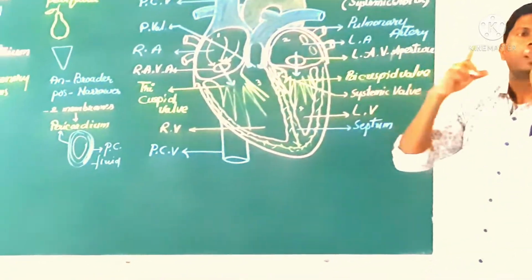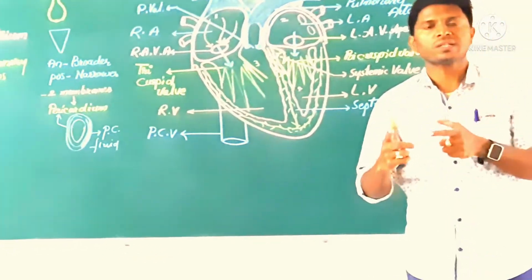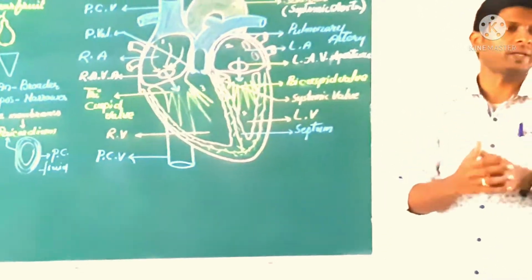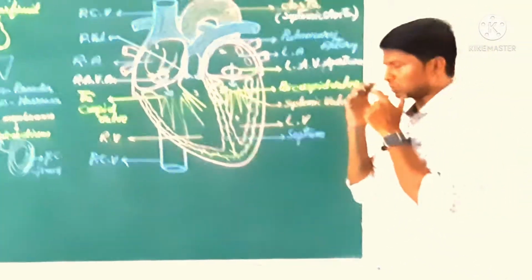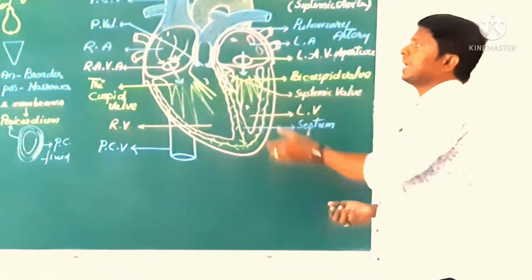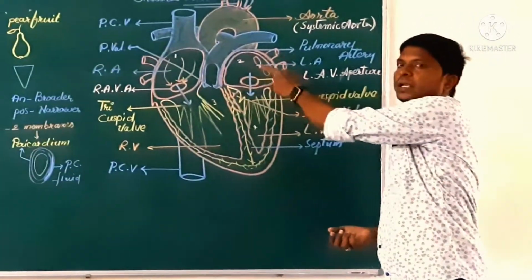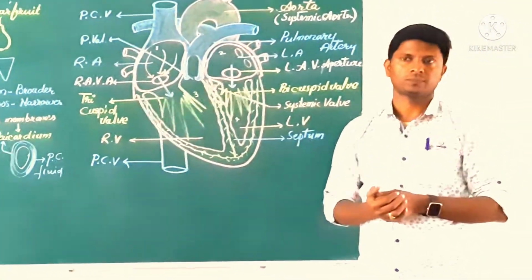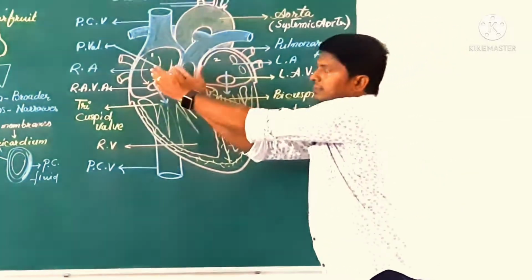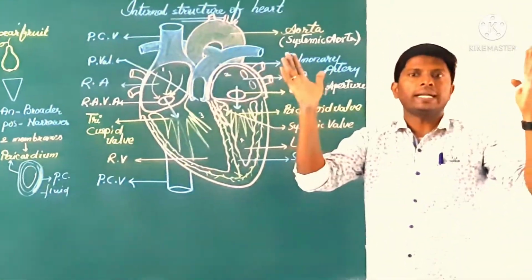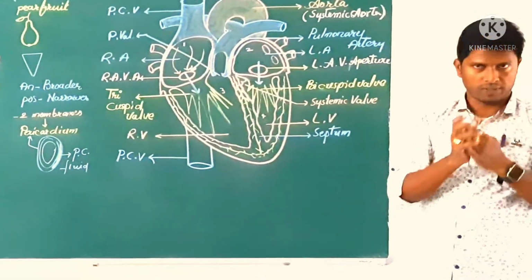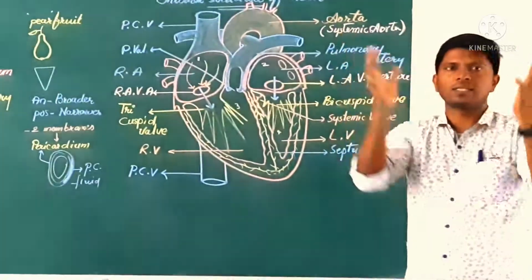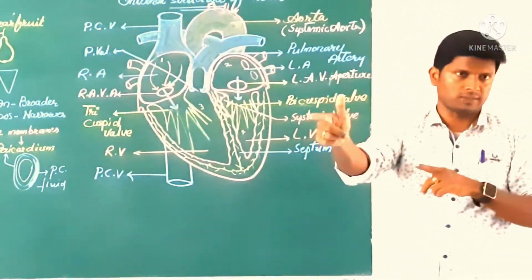Listen carefully. In all veins, deoxygenated blood flows, but in the pulmonary vein, oxygenated blood flows. So that oxygenated blood finally reaches the left atrium. Now let us know about blood flow. So the right atrium receives deoxygenated blood from all body parts except the lungs. Is it right? Yes. Next, the left atrium receives oxygenated blood from the lungs.